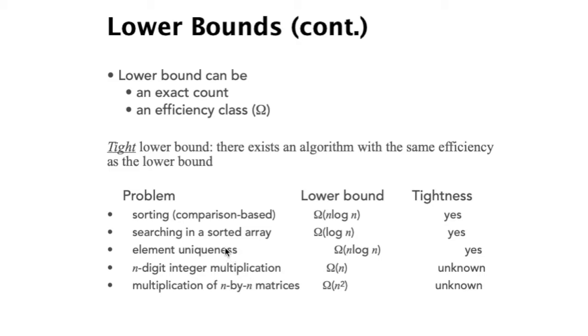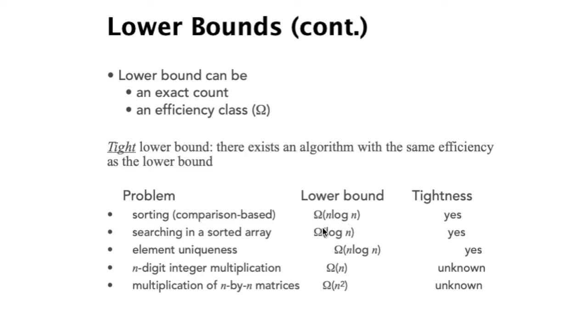Okay, so for the first three problems, the corresponding lower bound argument is tight. So let's check each. For sorting, we have merge sort, quick sort with running time complexity of n log n. Okay, so with the lower bound argument for sorting and with existing algorithms with the same running time, we can say that this lower bound argument is tight for sorting.